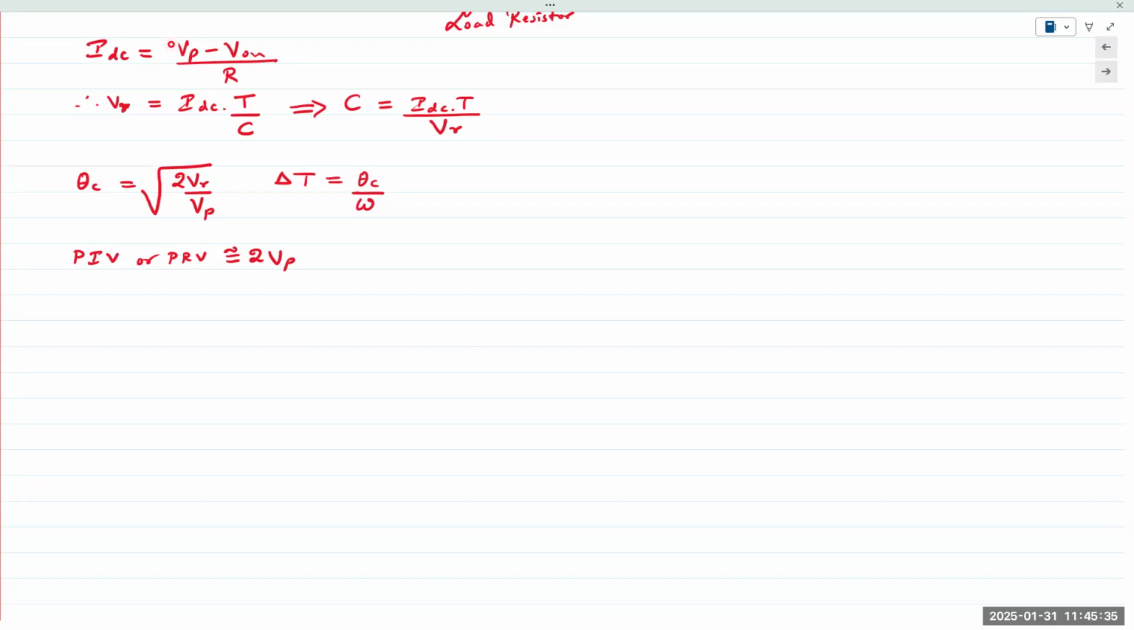And then the capacitor value can be determined from this equation right there. So we can design a power supply based on the minimum ripple or the maximum ripple that we want for our application.